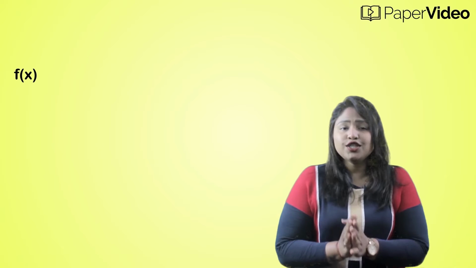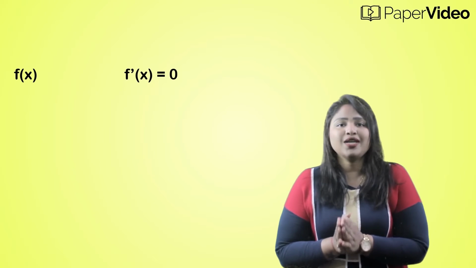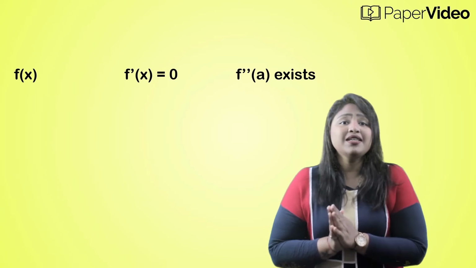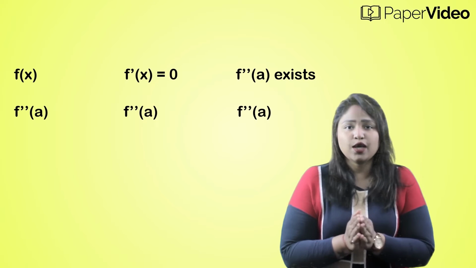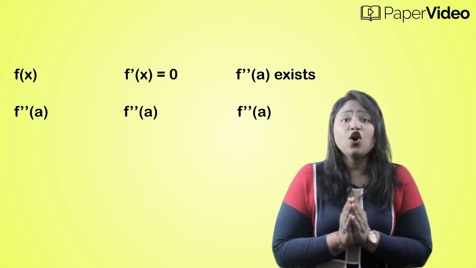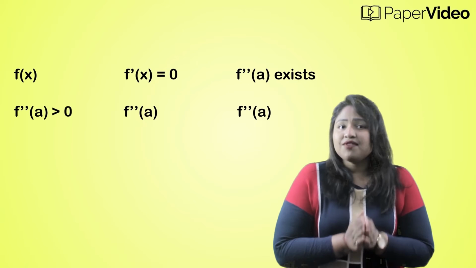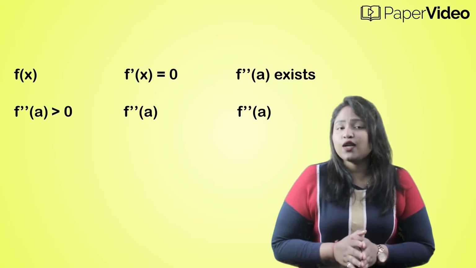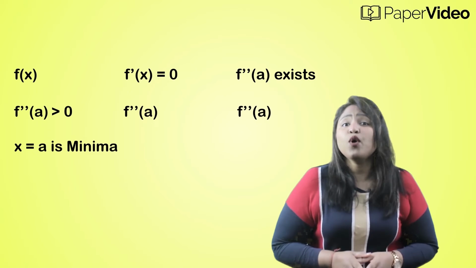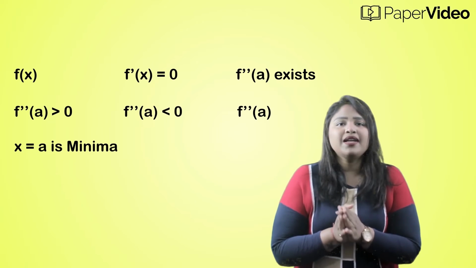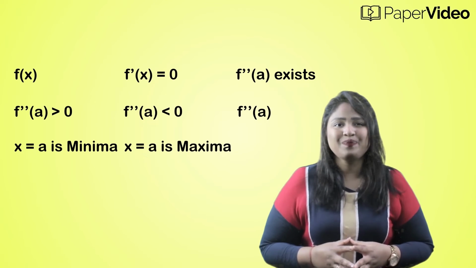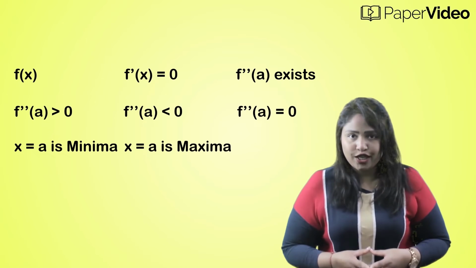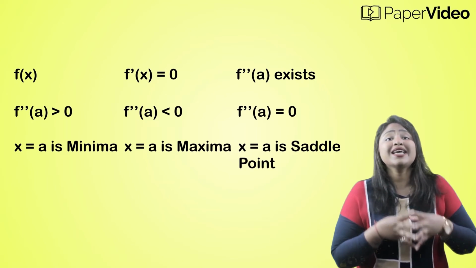Therefore, we can conclude that if f of x is a continuous function such that f dash x equals 0 and f double dash a exists, then we can predict maxima or minima at x equals a by examining the sign of f double dash a. If f double dash a is greater than 0, then x equals a is a point of minima. If f double dash a is less than 0, then x equals a is a point of maxima. If f double dash a equals 0, then x equals a is a saddle point.